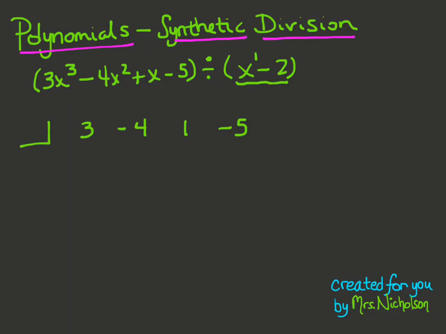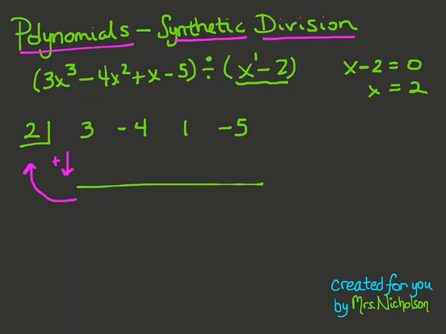I'm going to put a little box out here to the side, and in that box, now I'm looking at my binomial x minus 2. I want to put in the box whatever makes this binomial equal 0. So for example, I want x minus 2 to be equal to 0, which means that x would be 2. So I'm going to put 2 in my box. I'm going to skip some space under those numbers and draw a line. Now the process here, we're going to add going down, and we're going to multiply whatever we get at the bottom times 2.